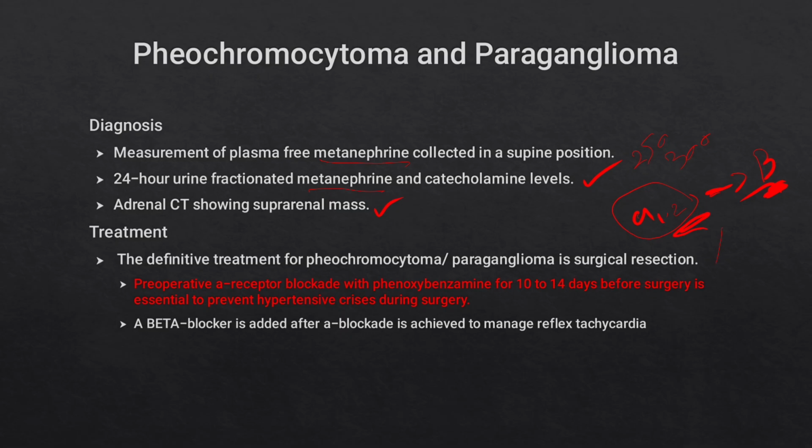We use phenoxybenzamine, that's an alpha 1, alpha 2, non-selective blocker. Then we do beta blocker. So never forget, important, A comes before B, alpha then beta.